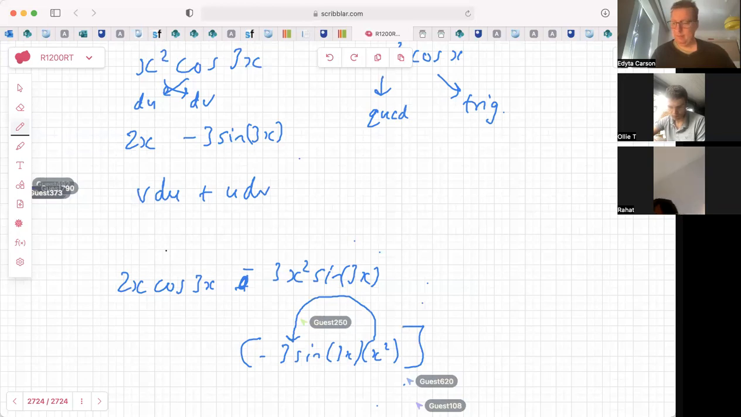So the final answer is 2x cos 3x minus 3x squared sine 3x. That's it.